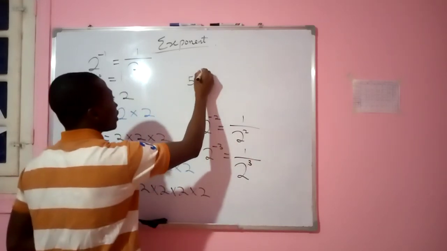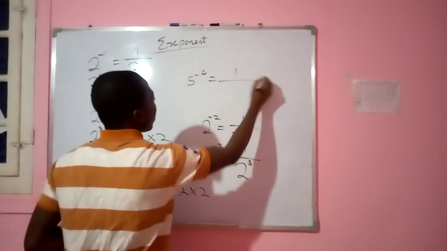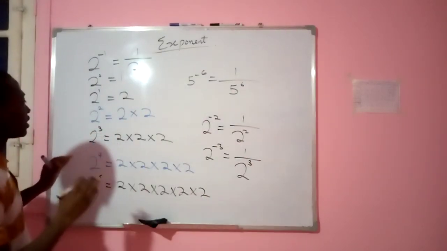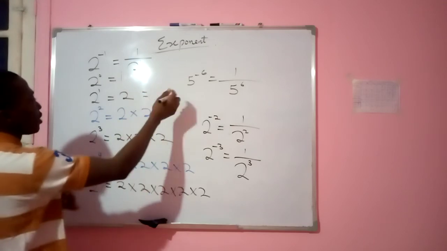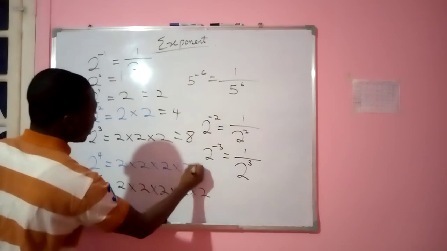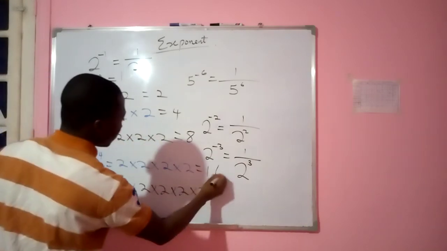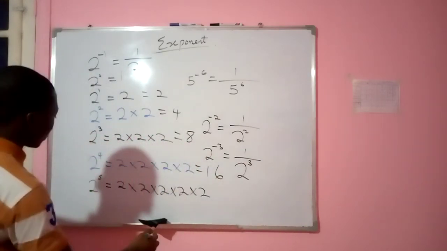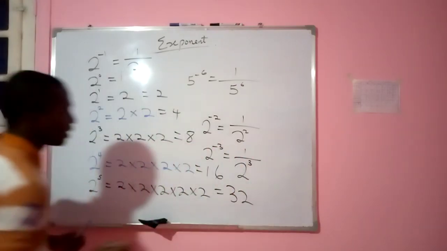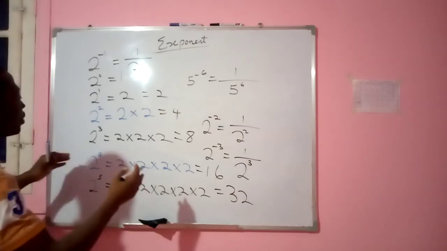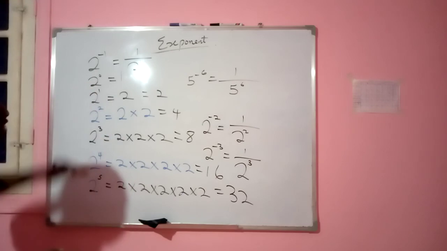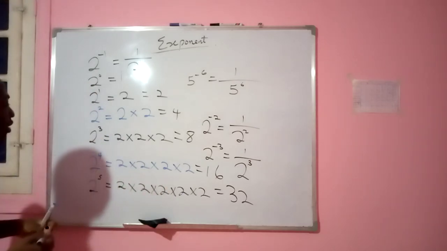5 raised to the power of negative 6 equals 1 over 5 raised to the power of 6. That is the basic meaning of the exponent. This is how we convert the exponent, and we can multiply to get our answer. This is 2, this equals 4, times 2 equals 8, times 2 equals 16, times 2 equals 32. So this is how we calculate, and this is how we write the exponents, both negative and positive. This is how we write them and find our answer.